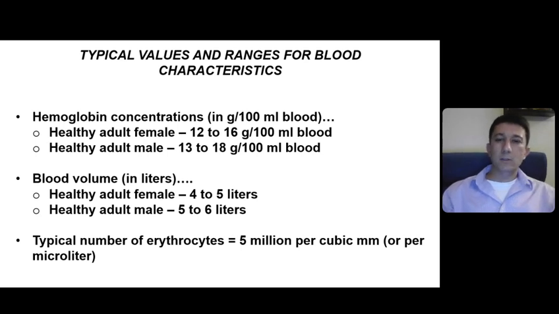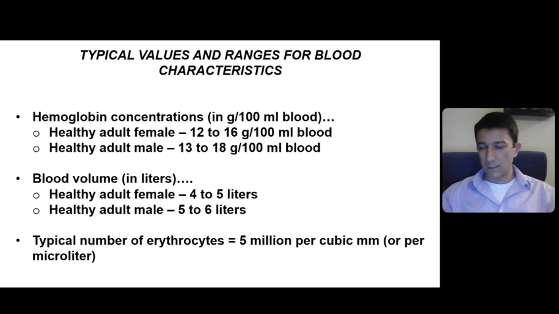Hemoglobin concentrations are typically measured in grams of hemoglobin per 100 milliliters of blood. For a healthy adult female, that's roughly 12 to 16 grams of hemoglobin per 100 milliliters of blood. In a healthy adult male, that's roughly 13 to 18 grams of hemoglobin per 100 milliliters of blood. Now, if we're talking whole blood volume, we measure that in liters. A typical healthy adult female has about 4 to 5 liters of blood in total.